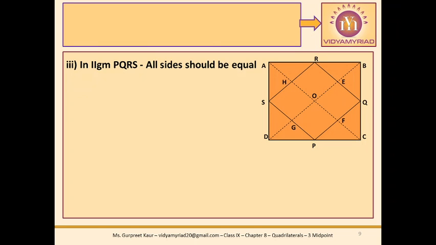What is the third criterion? All the sides should be equal. For this, let us take the triangle ASR and triangle RBQ.